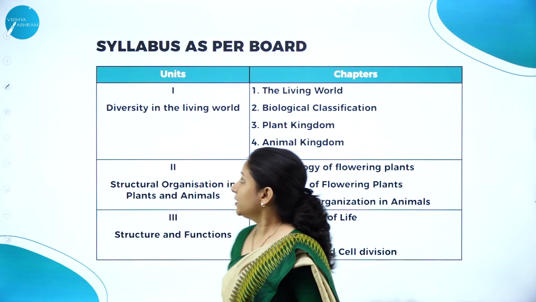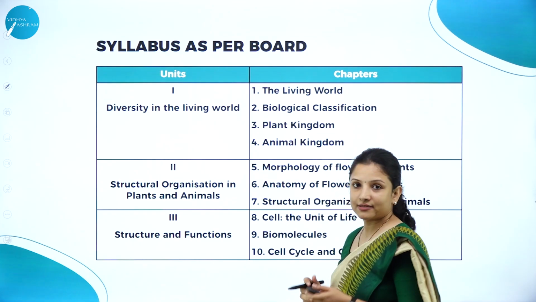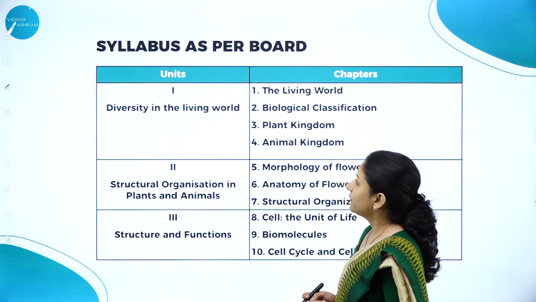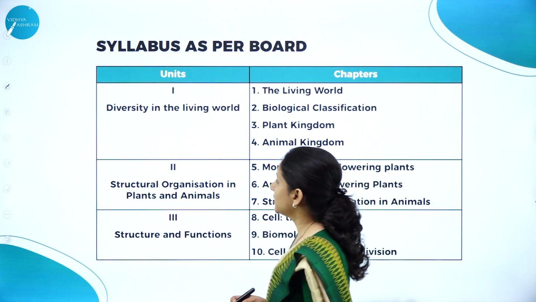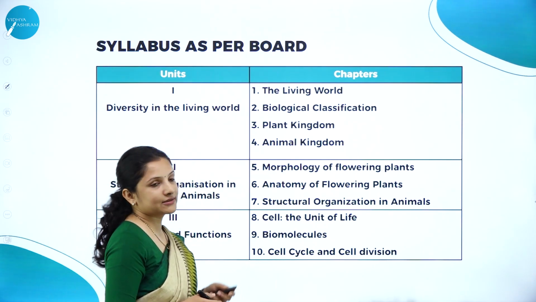Next, talking about the syllabus prescribed by the PU board. That is there in the NCERT textbook. So, it is divided into 5 units. The unit 1 is diversity in the living world. So, under diversity in the living world, you have 4 chapters that are there.